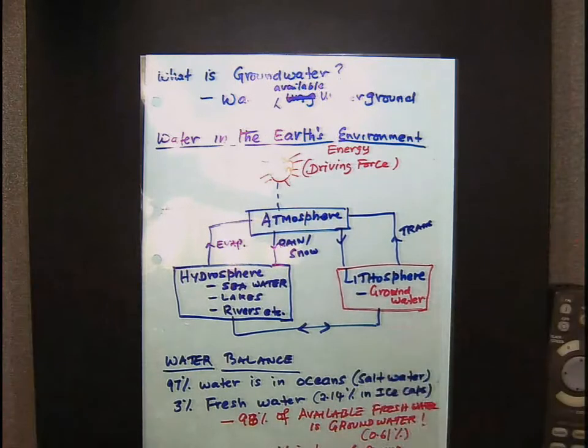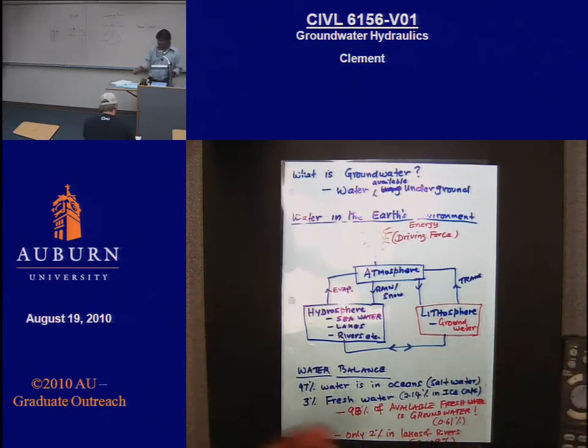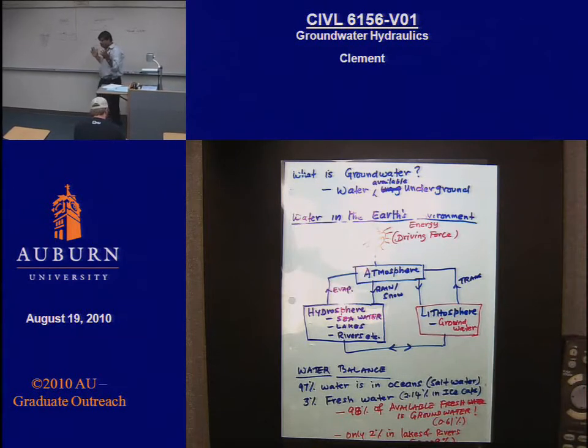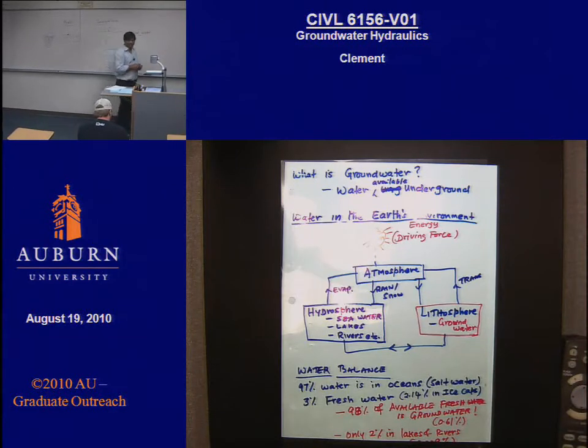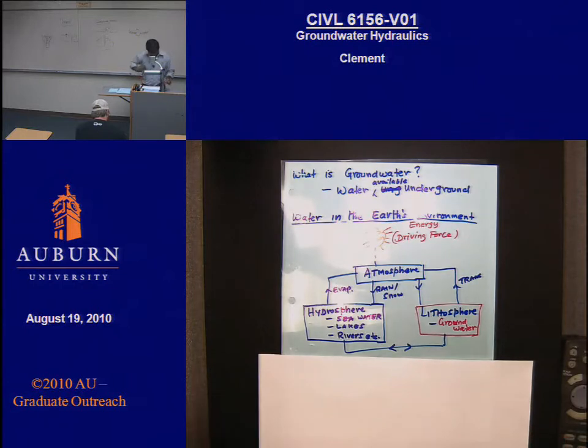Okay. So what we talked about, the very first question, what is groundwater? It's basically water available underground, which is mixed with some soil. Okay. So let's look at a bigger picture of water in the Earth's environment, how water is distributed, because that's important, because groundwater is not an isolated quantity. It's actually mixed with the rest of the hydrological system. Okay. So here's my so-called conceptual model.